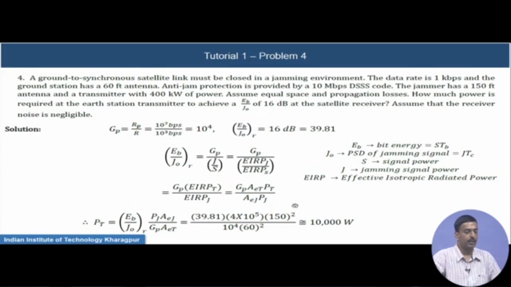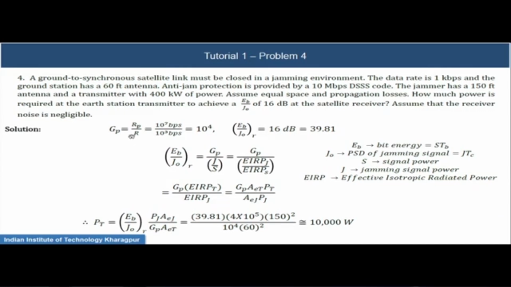Basically what we notice over here is that the transmit power required is much less compared to the power that the jammer requires in order to disrupt this communication, and that is thanks to this processing gain of about 10^4, which appears in the denominator of this expression. So the conclusion is that the processing gain, which depends on the spreading factor, is vital in terms of achieving protection against jamming.